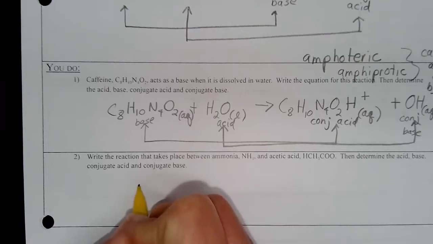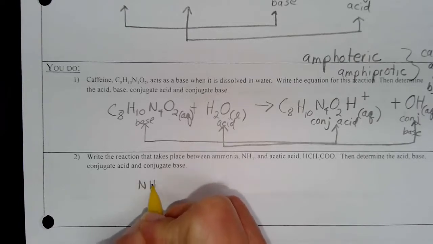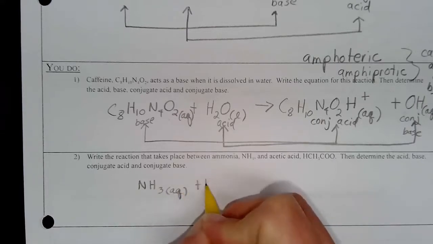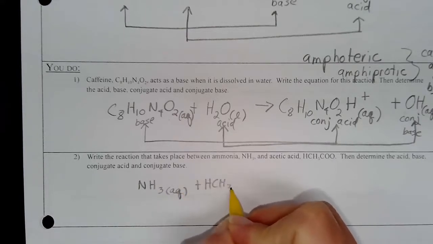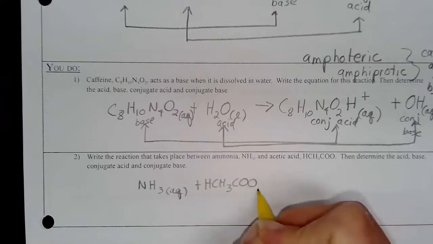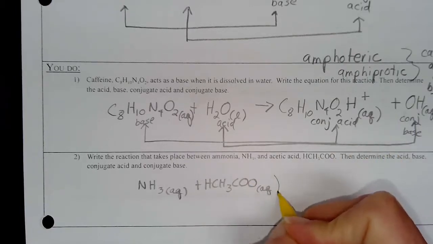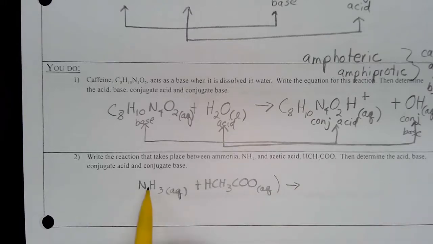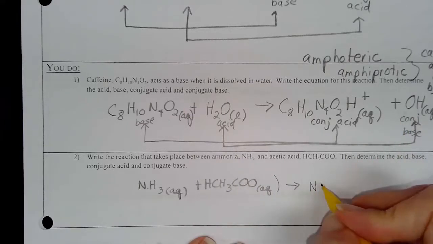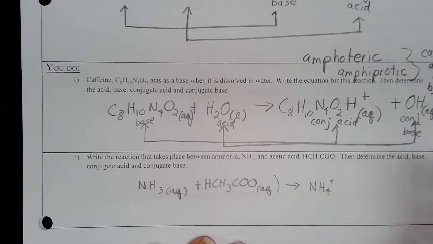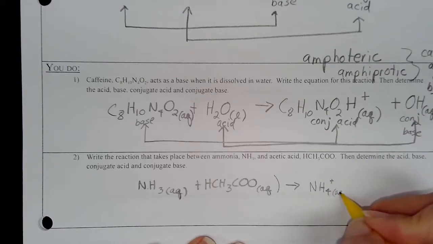It's asking us to write the reaction that takes place between ammonia, which is NH3, and acetic acid, which is HCH3COO, and both of those are going to be in solution. And when they react, the ammonia is going to behave like a base, the acetic acid is going to behave like an acid, so the ammonia is going to receive a proton. It's going to become NH4+, or the ammonium ion, so that's still going to be in solution.